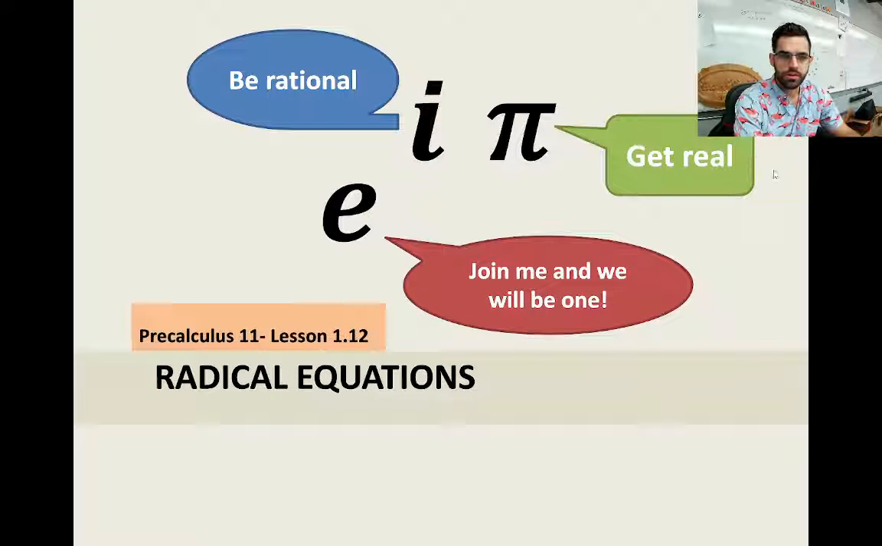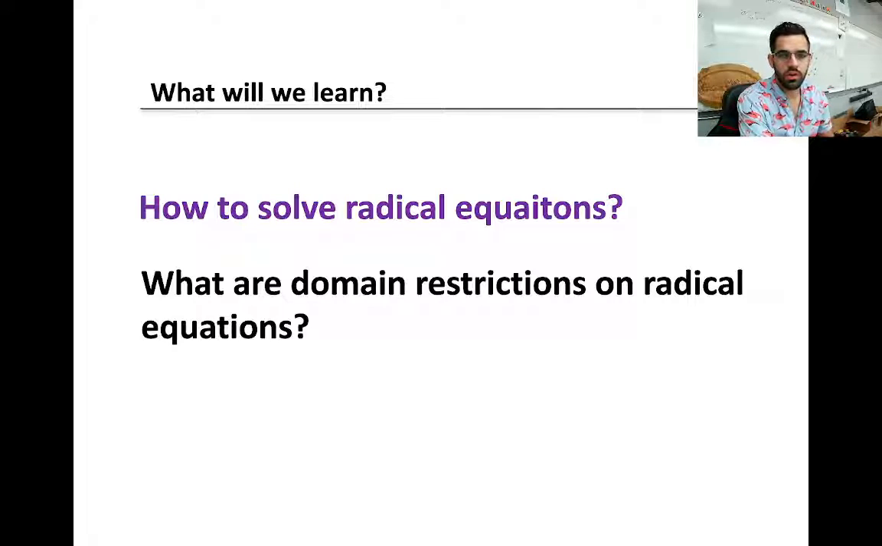Alright, this is lesson 1.12 of our Precalculus 11th class. Unit 1 is called Radicals and Rational Exponents. Lesson 12 is called Radical Equations. What we're going to learn in this lesson is how to solve radical equations, and then we're going to talk a little bit about domain restrictions on radical equations.